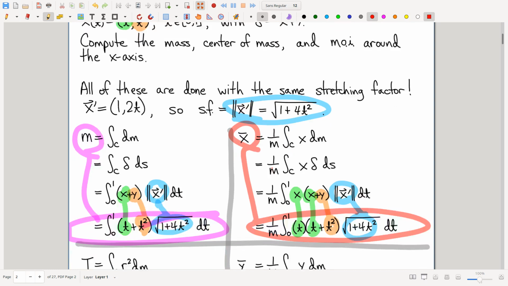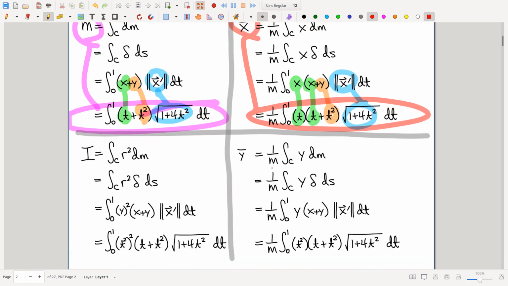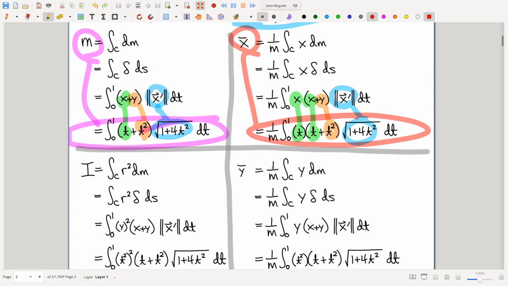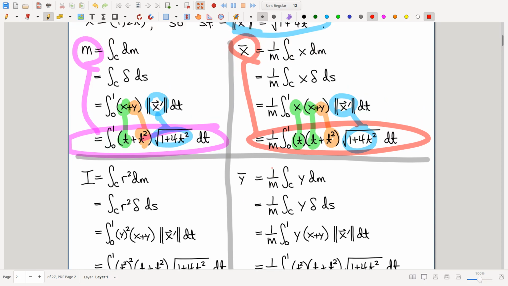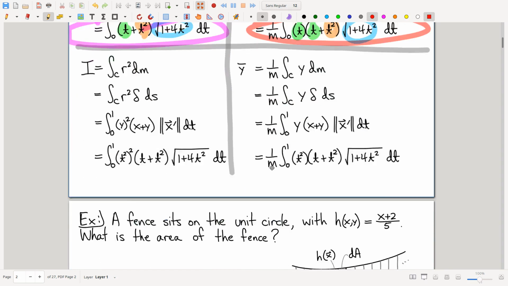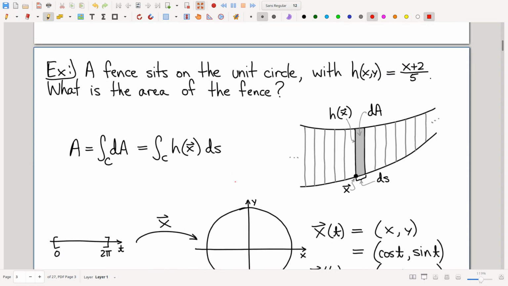And by the way, totally analogously, you can compute the moment of inertia, and you can compute the y coordinate of the center of mass. Exact same arguments. I'm going to let you all read those details for yourselves. Is everybody happy? Okay. All right. Moving along, another example here.